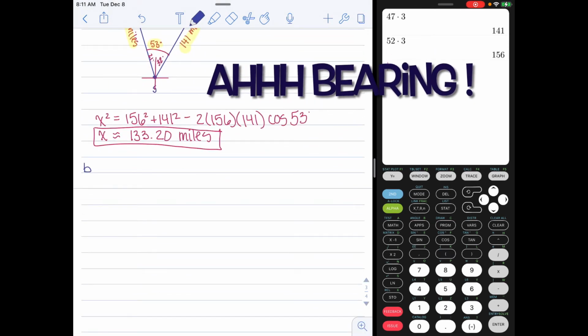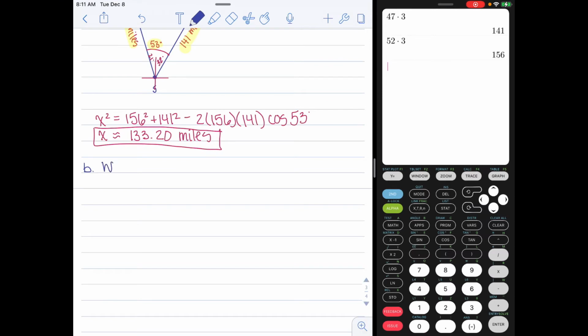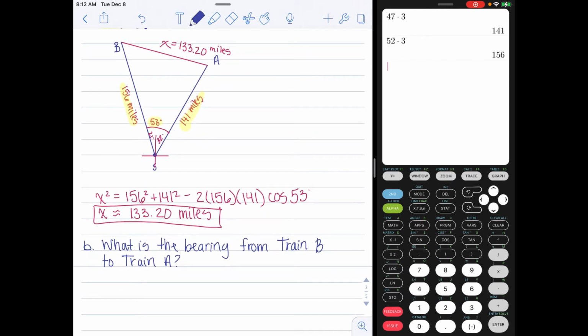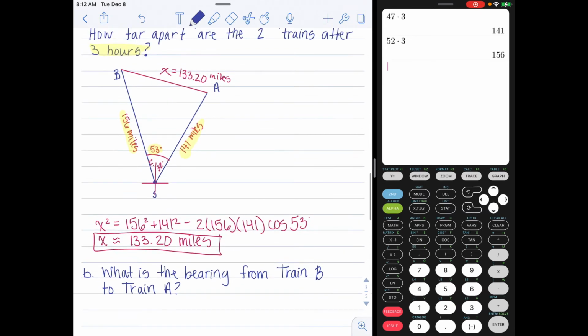Part B, we'll just say, is I want to know what is the bearing from train B to train A. All right. So I want to know the bearing from train B. That's where I want to draw in that bearing.